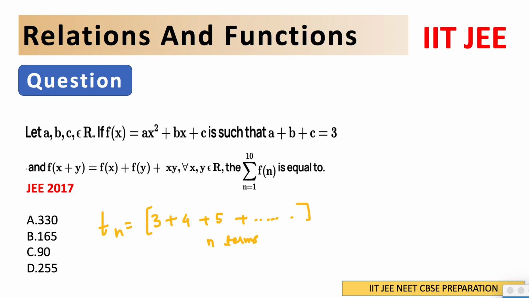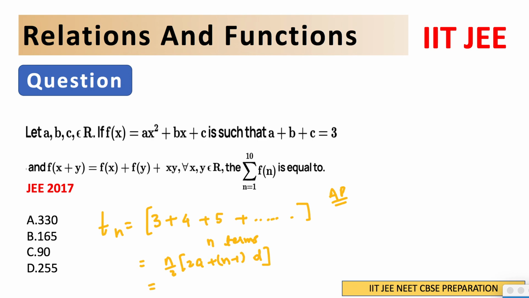So this 3 plus 4 plus 5, this is an AP, right? At first look we know that this is an AP. So what will it be? Can I write the summation? Tn is the summation of this AP, the sum of AP. Sum of AP is what? n by 2 times 2a plus n minus 1 times d. This is the formula for the sum of n terms of the AP, right? So apply this formula here.